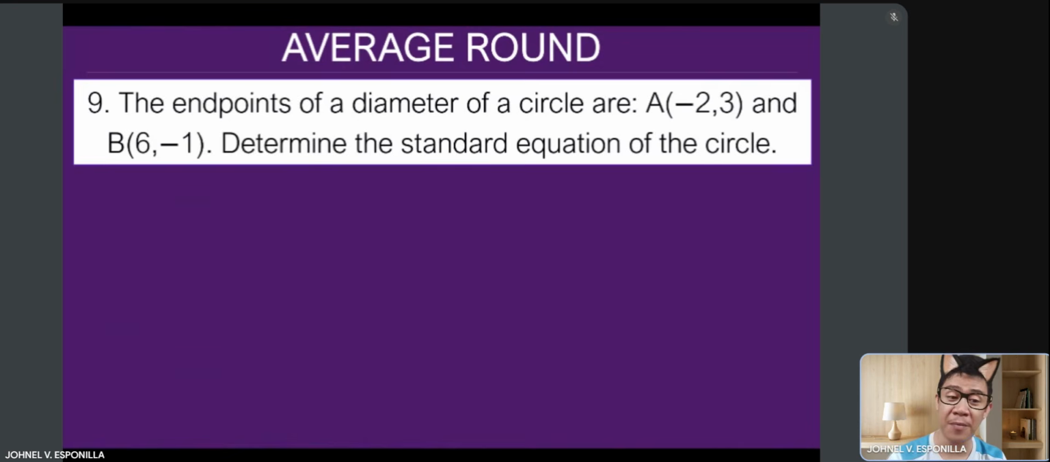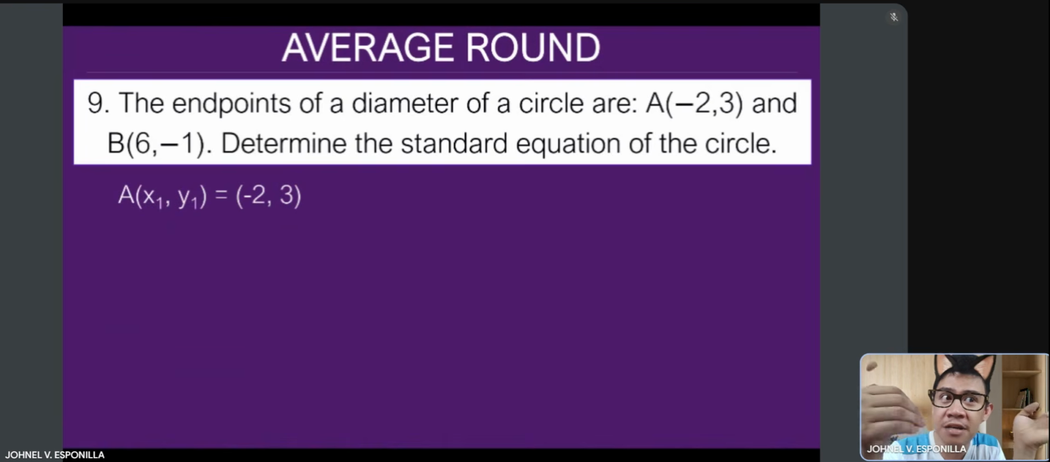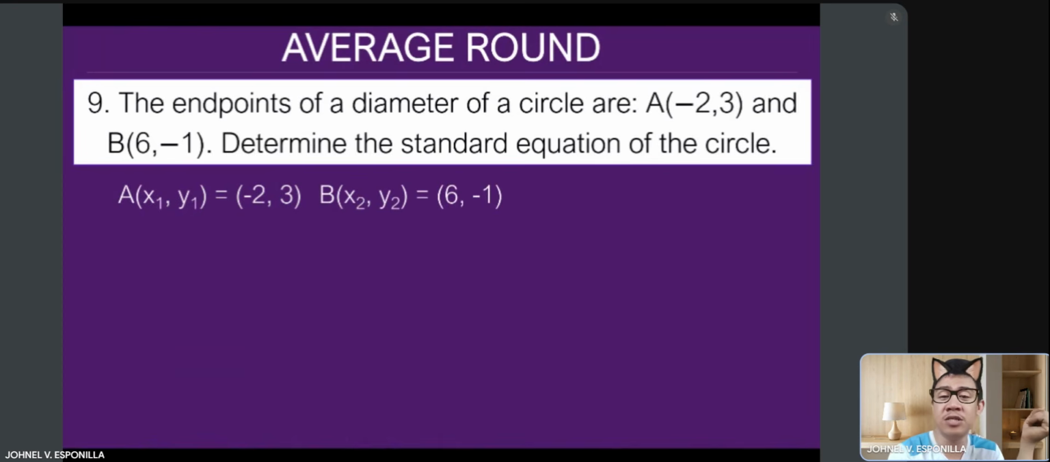Okay, check natin kung tama po ang ginawa. So, since diameter ito, ang gagawin natin muna ay hahanapin natin yung haba ng diameter. Okay? So dito, we cannot get the length of the radius directly kasi walang center. So sa problem na to, alamin nyo muna yung center as well as the radius using the diameter itself. Since endpoint ang given, we have point A and point B. Apply po natin yung distance formula para mahanap si diameter.